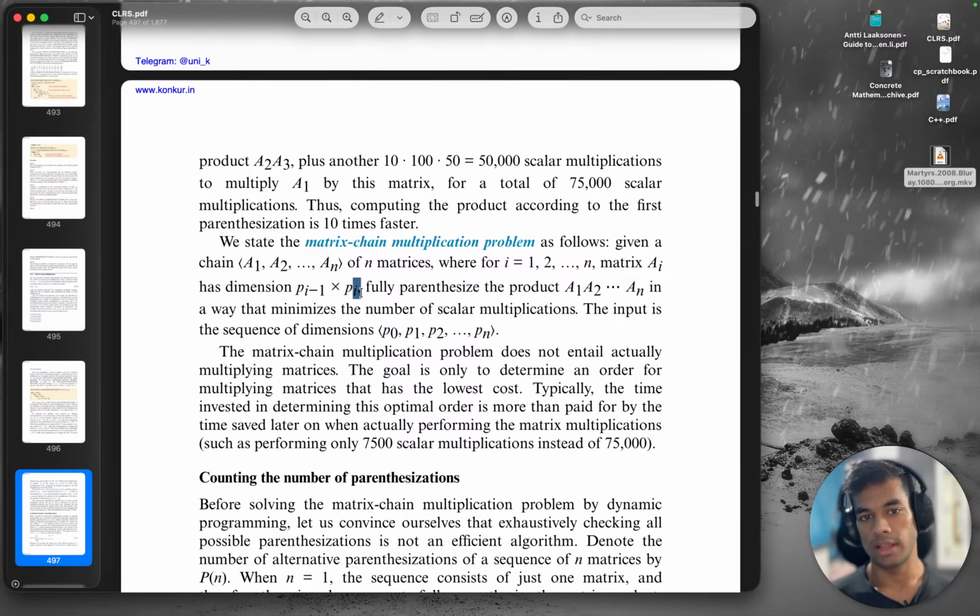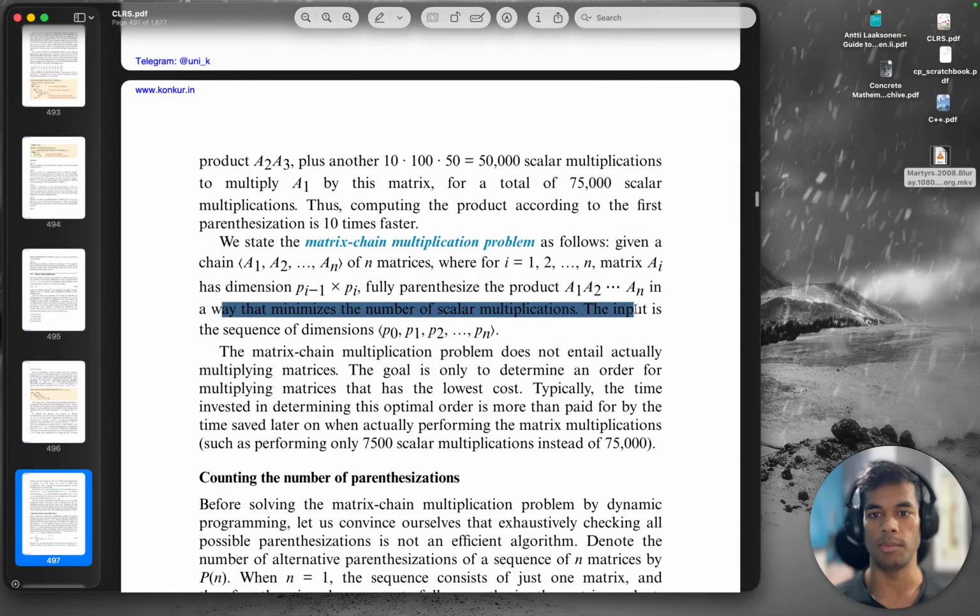Because the last dimension, the number of columns for a matrix, is going to be equal to the number of rows of the next matrix, because only then can we multiply them, and otherwise we won't be able to multiply them. Fully parenthesize the product A1 to An in a way that minimizes the number of scalar multiplications.